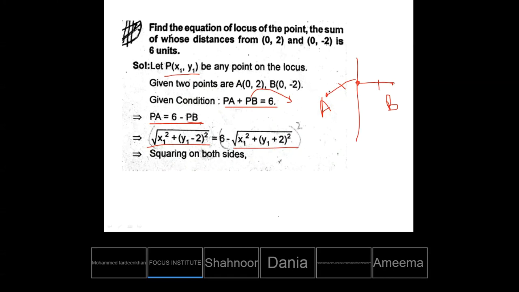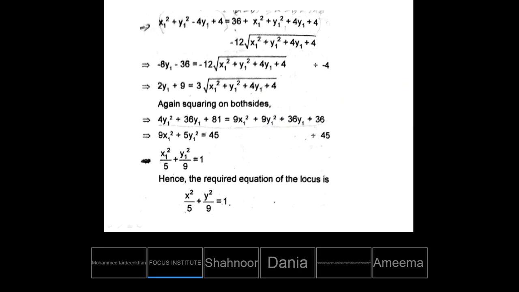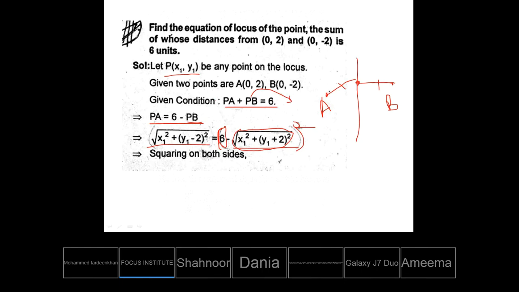Now we have to square on both sides. Now as you can see, 6 minus root of x1 square plus (y1 plus 2) whole square is in the form of (a minus b) whole square. So if you square on both sides, you have to apply the (a minus b) whole square formula. What is the (a minus b) whole square formula? It is nothing but a square minus 2ab plus b square.